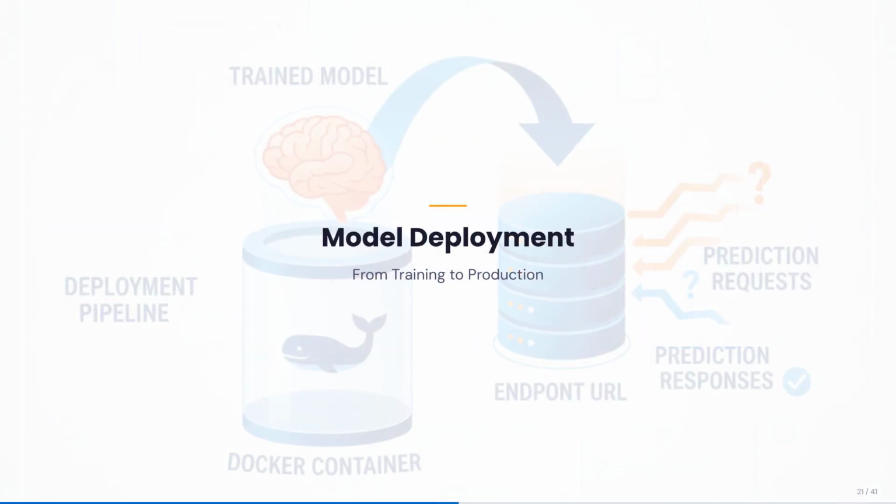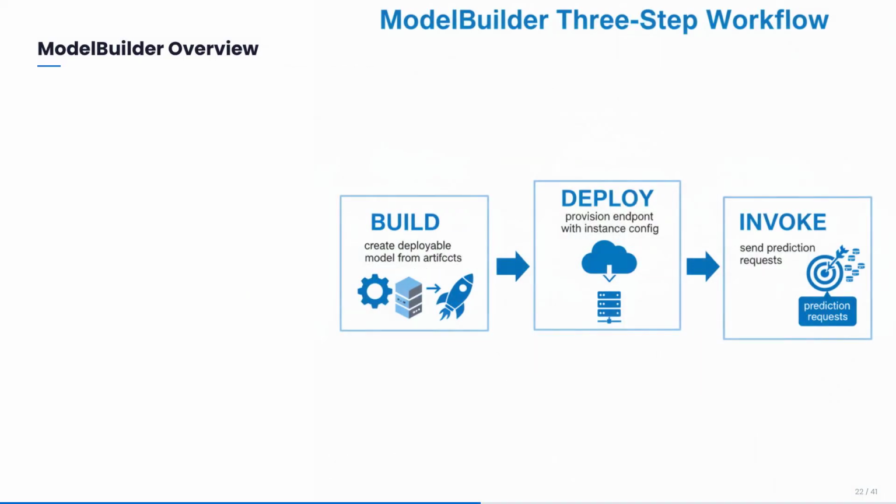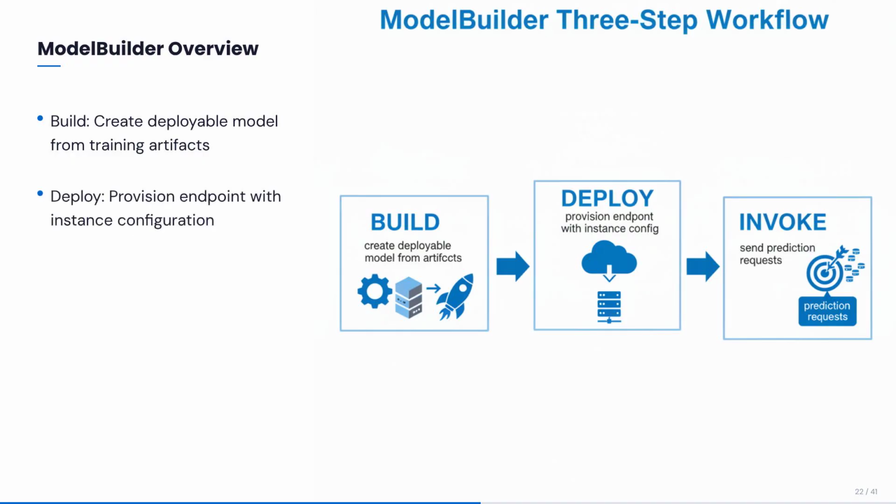Once your model is trained, the next step is deployment. SDK v3 simplifies this with the unified Model Builder class that handles the entire deployment pipeline. Model Builder follows a three-step workflow. First, build. Create a deployable model from your training artifacts. Second, deploy. Provision an endpoint with your desired instance configuration. Third, invoke. Send prediction requests to your live endpoint.